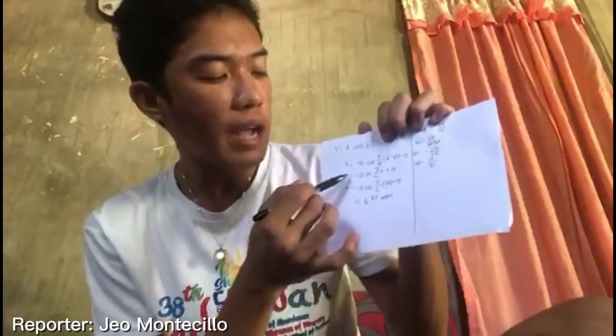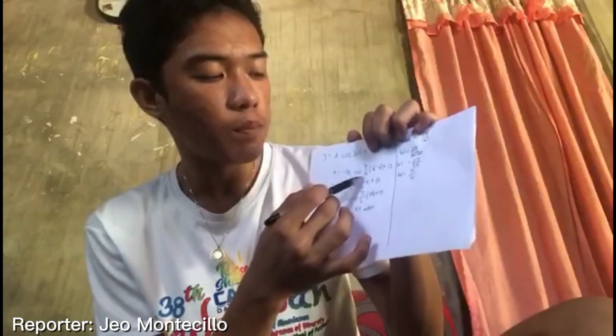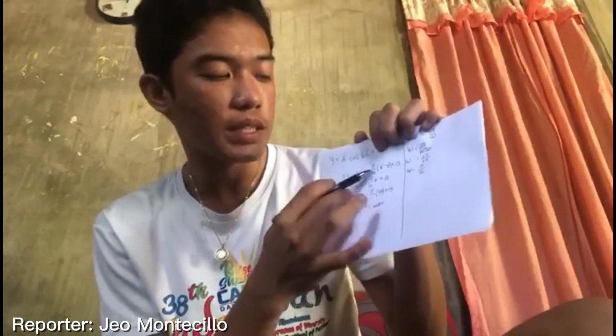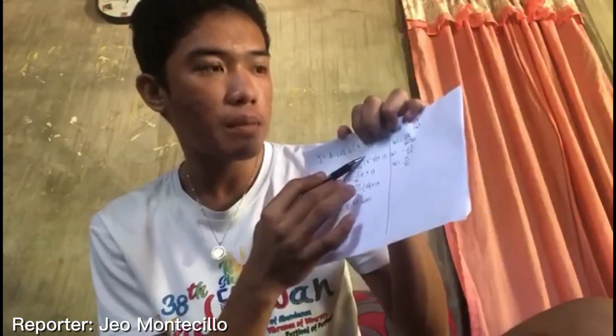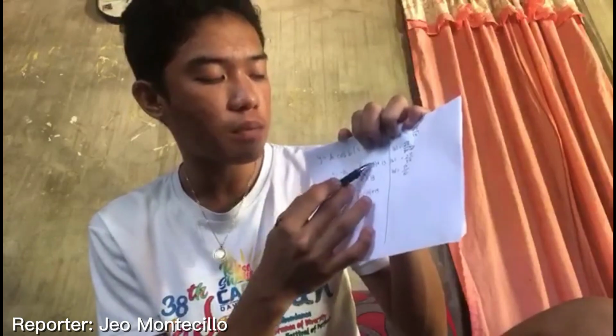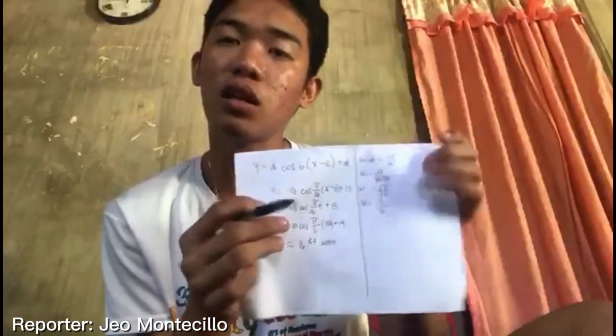So y equals negative 10 cosine pi over 16 times the quantity x minus c. We don't have a horizontal shift, so we can write it as 0. So x minus 0 plus 13. Our d is 13, the center.